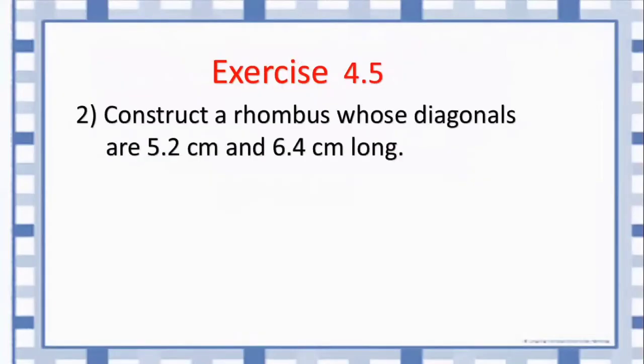Next question. Construct a rhombus whose diagonals are 5.2 centimeters and 6.4 centimeters long. As you all know, the diagonals of a rhombus are perpendicular to each other. Here two diagonals are given. Now we can see how to construct a rhombus for the given measurements.